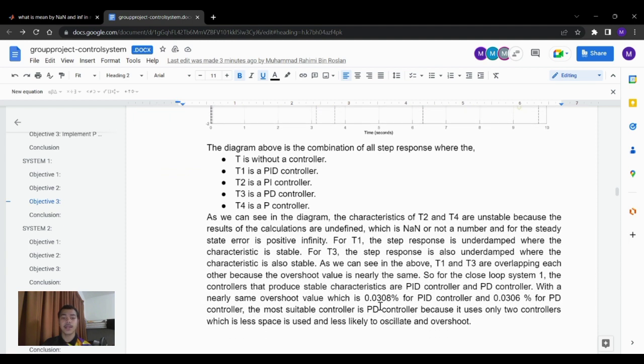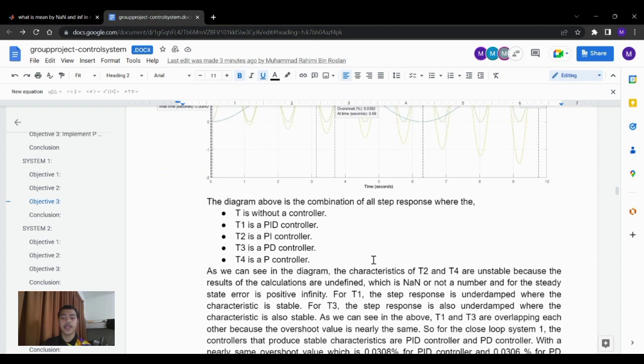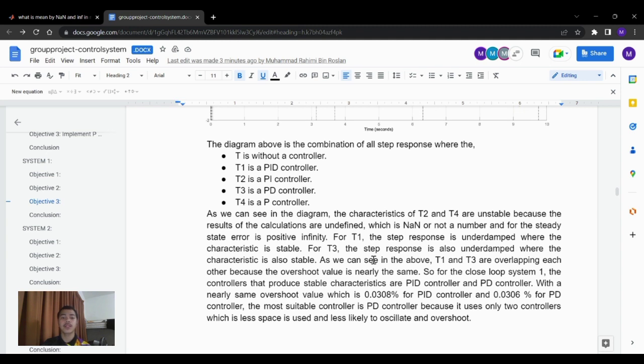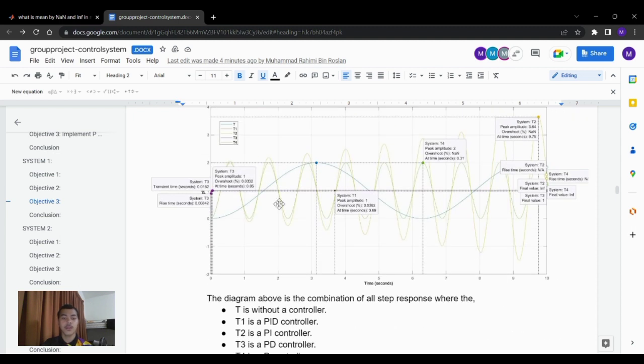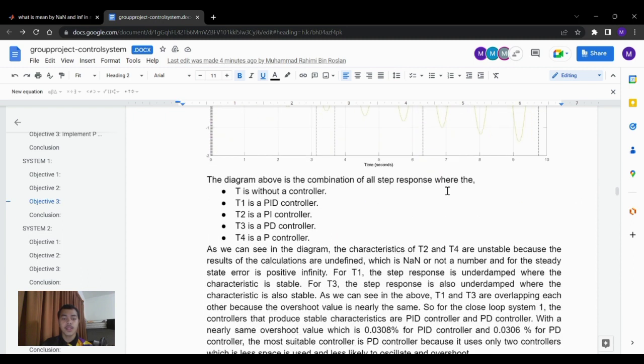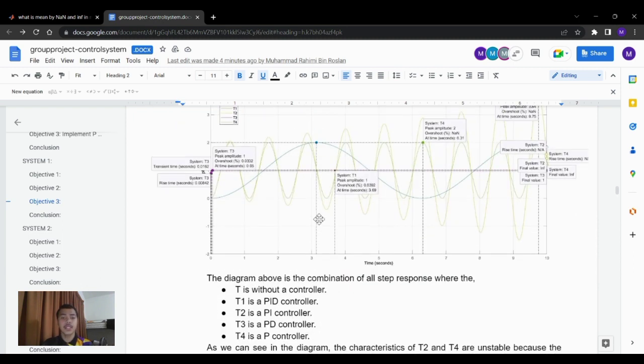As we can see in the diagram, the characteristics of T2 and T4 are unstable because the results of the calculation are undefined, which is none or not a number, and the steady state error is positive infinity. For T1, the step response is underdamped, where the characteristic is stable. For T3, the step response is also underdamped, where the characteristic is also stable, same as T1. As we can see above, T1 and T3 are overlapping each other because their overshoot values are nearly the same.